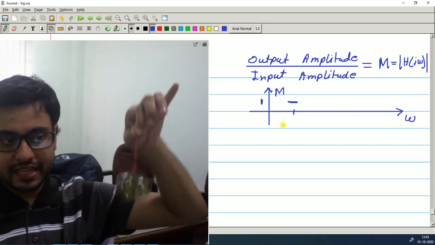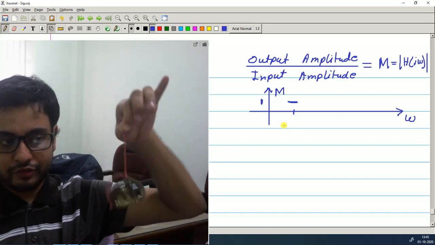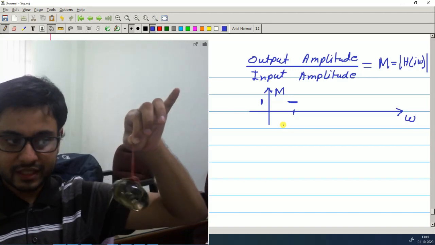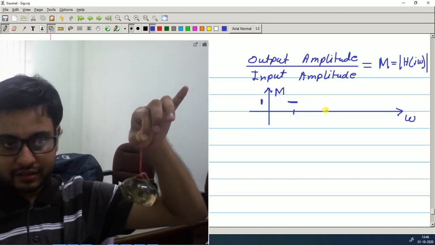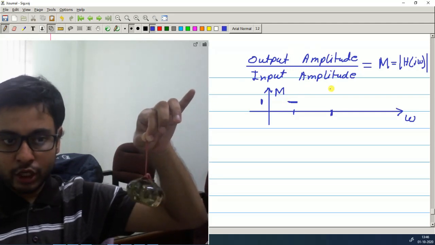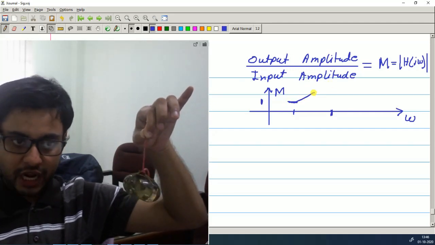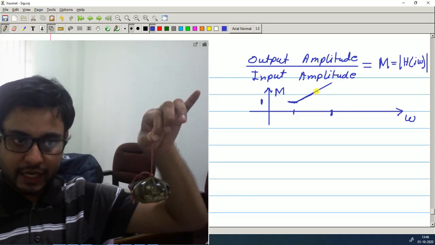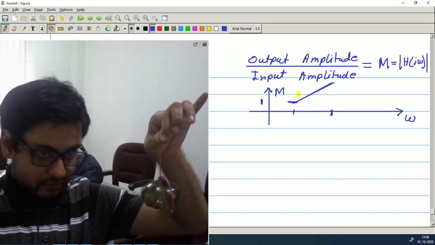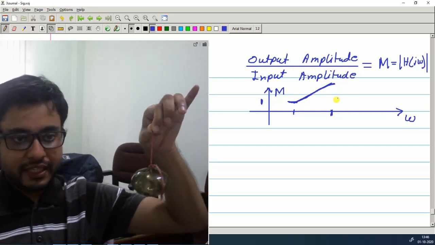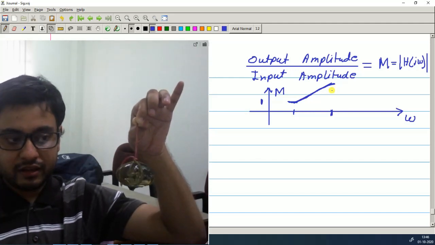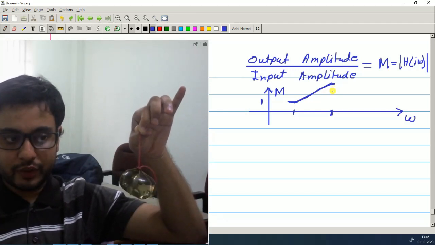Now you see that my finger is moving very little, but the weight is moving quite large. So at a higher frequency, this gain will be quite high. So it goes up. I don't know the exact pattern, I mean straight line or whatever. Okay, but it goes up. Then let's see what happens at a higher frequency or very high frequency.